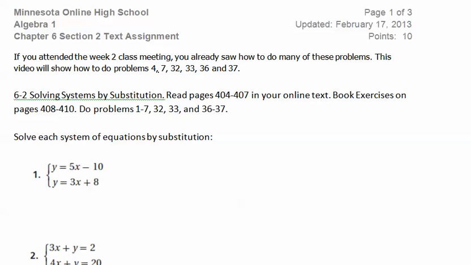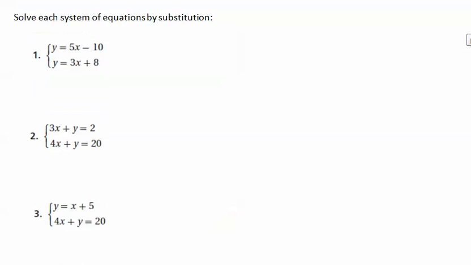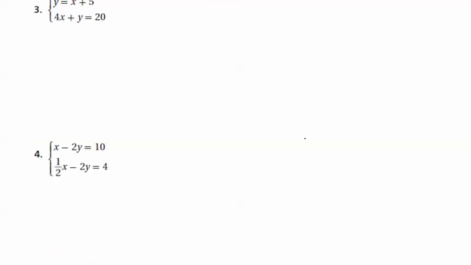It says number 4, 7, 32, 33, 36, and 37. All the other ones, 1, 2, 3, 5, 6, we did in that meeting. So you need to watch that recording to find out how to do those. So the first one that we didn't cover is number 4.